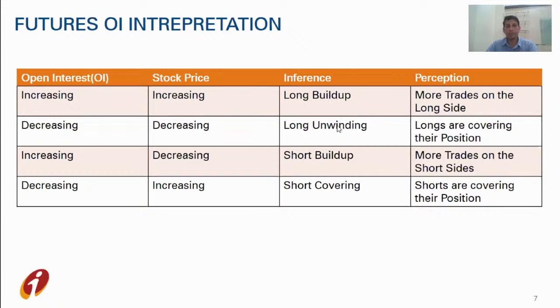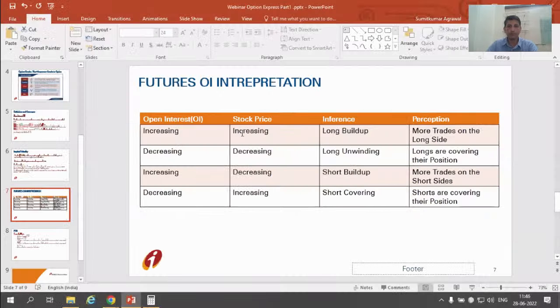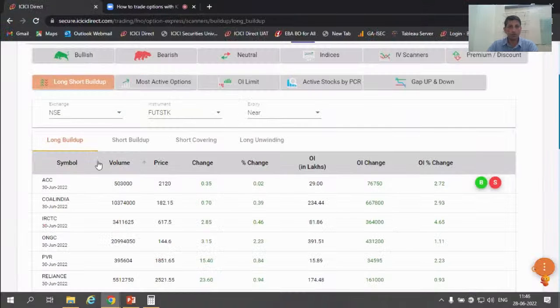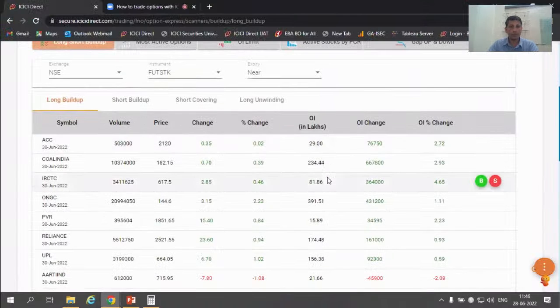So long unwinding means they are trying to square off their long positions. Short covering means they are trying to square off their short positions. Lots of people get confused on these two. Long buildup is people buying a lot, and short buildup is people looking to sell a lot. So that's how long buildup, long unwinding, short buildup, and short covering are defined, to give you a perception.